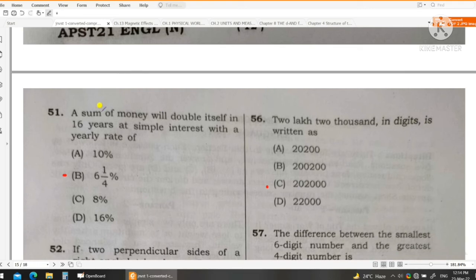Question number 51. Very important and very intelligent question. A little bit difficult question it may be. A sum of money will double itself in 16 years at simple interest with a yearly rate of... Here you are asked about the rate. What is the rate of interest? The question is related to simple interest.